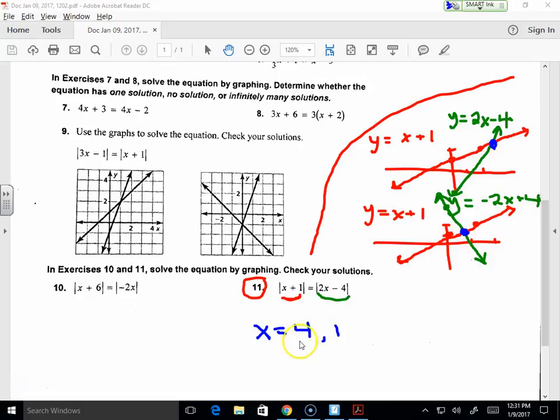If these are both solutions, what should happen, Barry, when I plug it in? They should be true or false? Good. They should be true. So let's go ahead and mental math it. You guys ready? What's 1 plus 1? 2. Absolute value, still 2.